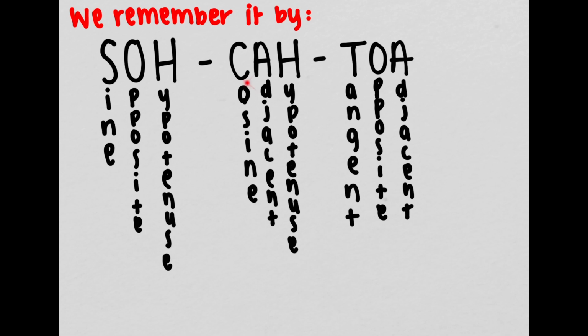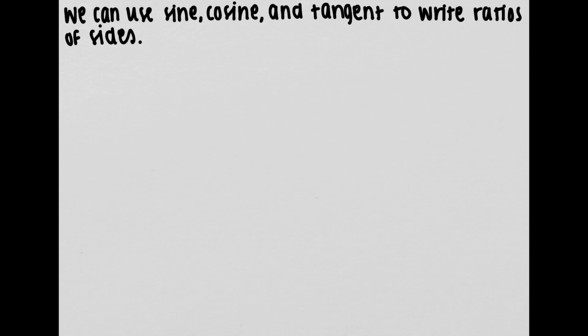The middle is your CAH, C-A-H, and the last one is TOA. So remember, sine goes with opposite and hypotenuse. Cosine is adjacent and hypotenuse, and tangent is opposite and adjacent. So we can actually use sine, cosine, and tangent to write ratios of sides. You have a few steps to follow, so we're going to go ahead and write those over here.